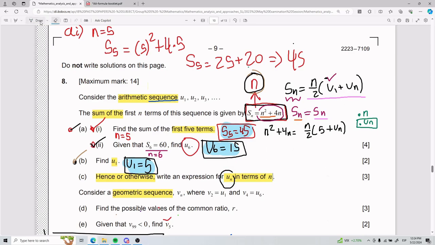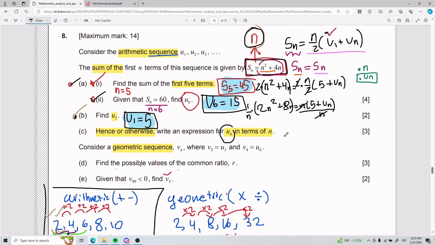So that being said, to solve from here, you want to get un alone. I think it's easiest if you first multiply everything by 2 to get rid of this fraction. So you end up with 2n squared plus 8n equals n, parentheses 5 plus un. You want to keep getting un alone so you can divide by n, like everything, right? Technically here, just to be more accurate, would be all of this divided by n. And so this goes away with this. You end up with 2n plus 8 equals 5 plus un.